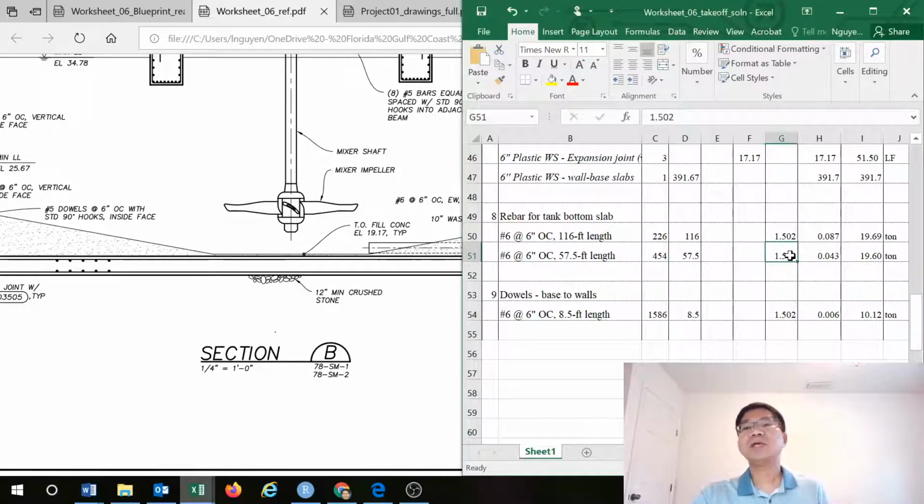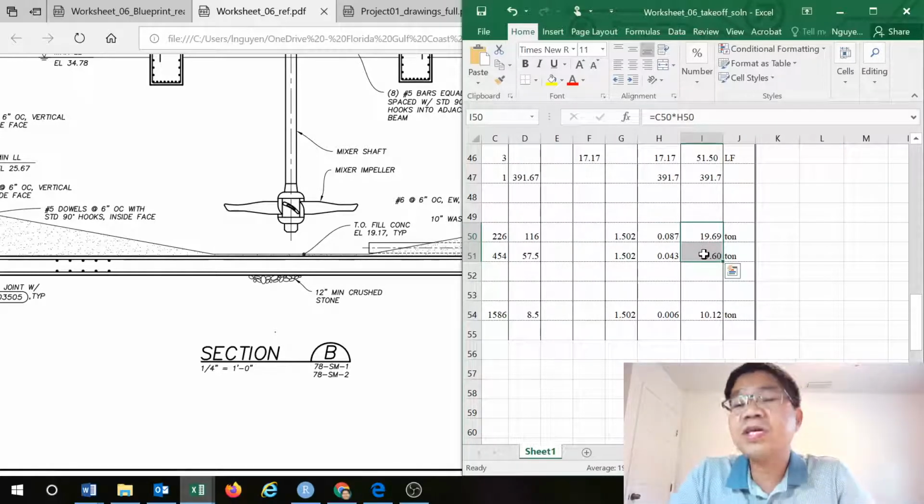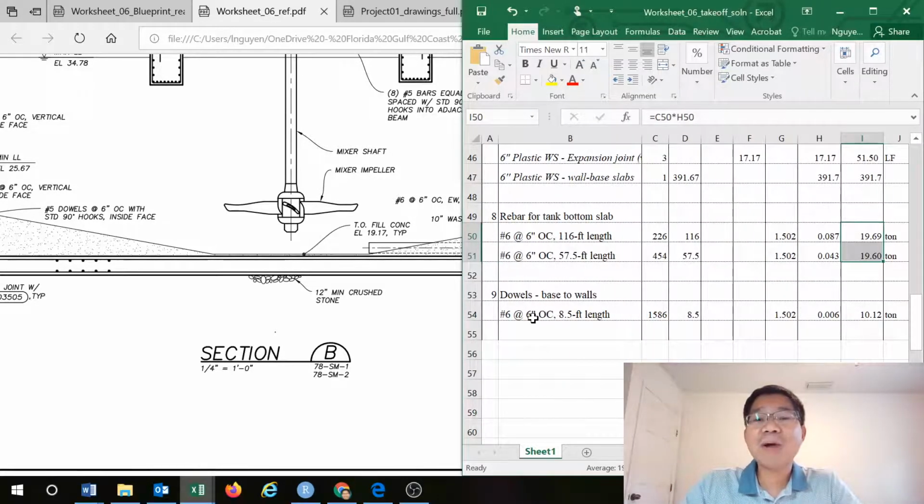And for this one, it is number 6, and the unit weight is 1.502 pounds per linear foot. Then we find the weight, divided by 2000 to get the tons, right? Pound to ton. And then how many of them? 2 to 6. So here we get the rebar total of about 40 tons. A lot.